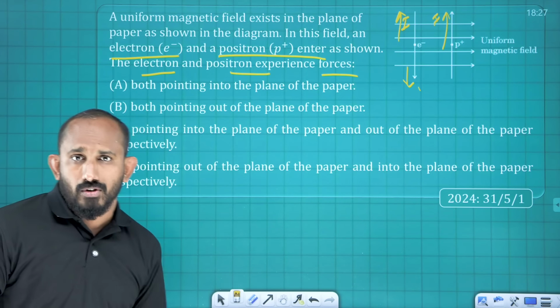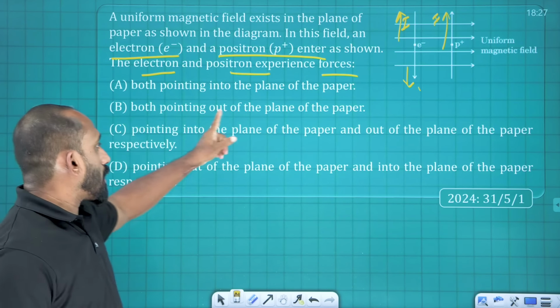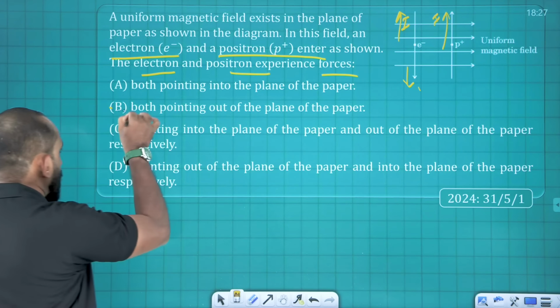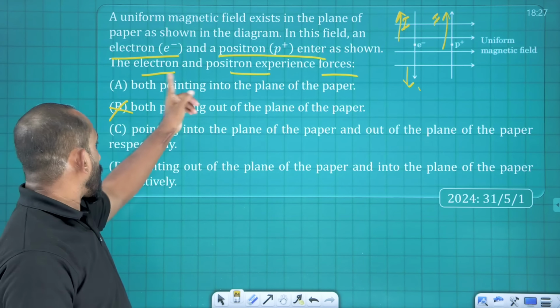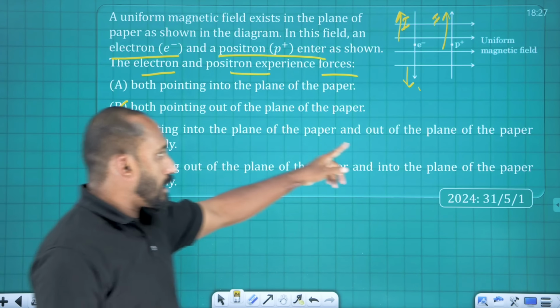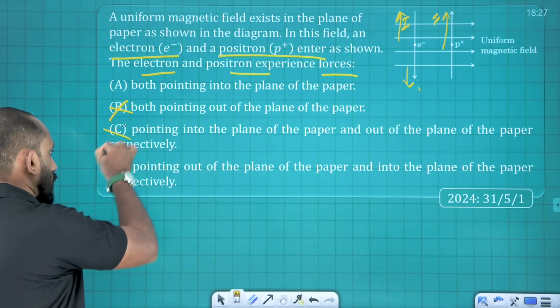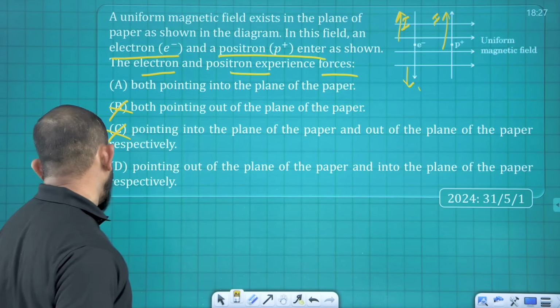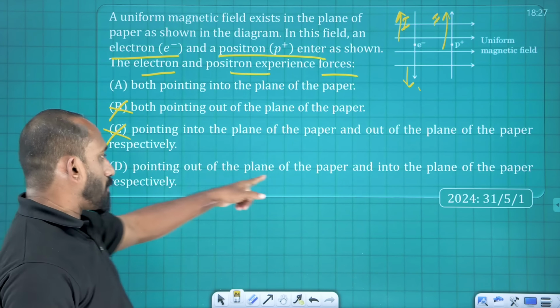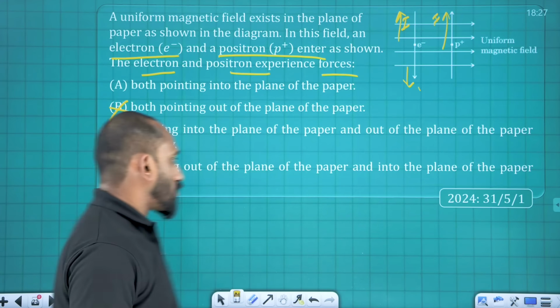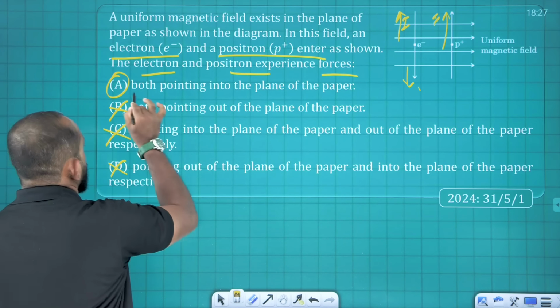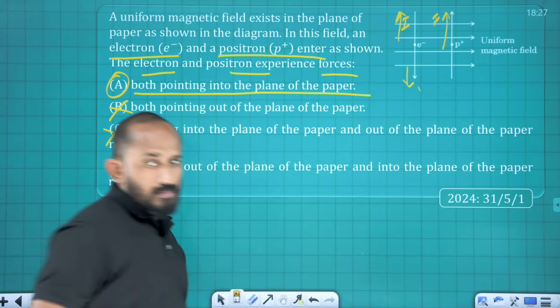Which is more accurate, you have to get it. B, both pointing out of the plane of the paper. No, B is not. C, for the electron pointing into the plane and out of the plane for the positron. No, both are in the same direction. The current is in the same direction. D, pointing out of the plane for the electron and into the plane for the positron. No. Option A is the most accurate. So A is the correct answer.